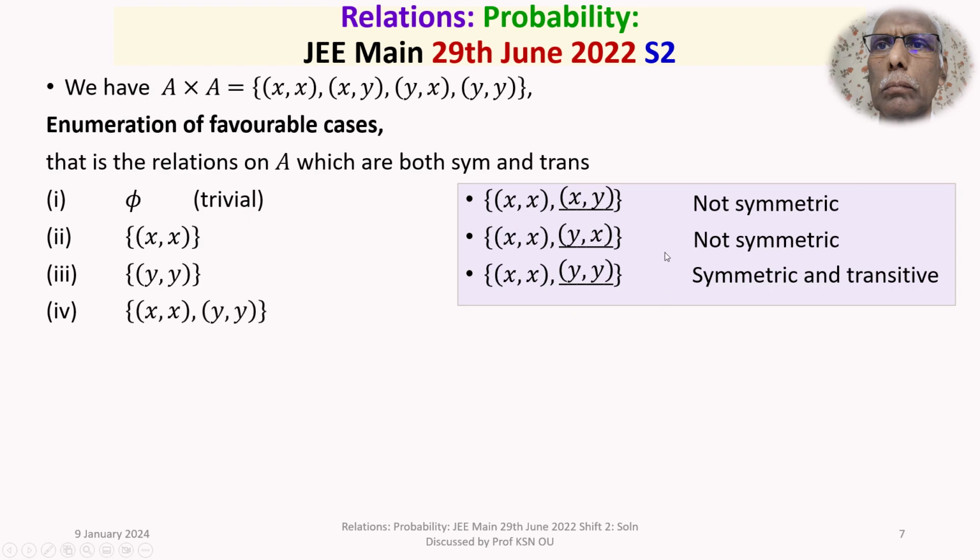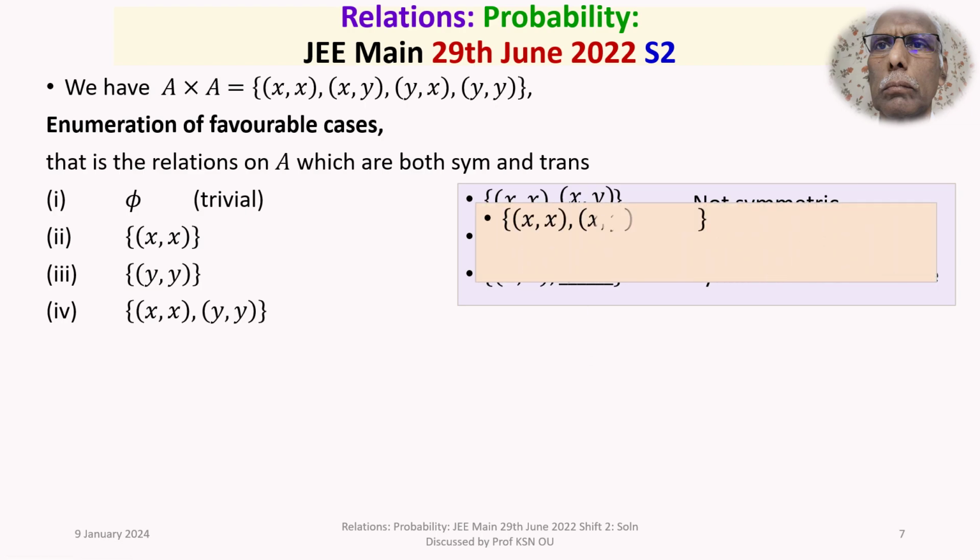So, arguing like this, this is the argument. Agreed. Now, what about three elements? Relations with three elements which are both symmetric and transitive. Are there any? Let's say we take two elements x comma x, x comma y. We want to add one more element. So, we'll add y comma x. Symmetry has come, but the transitivity failed.